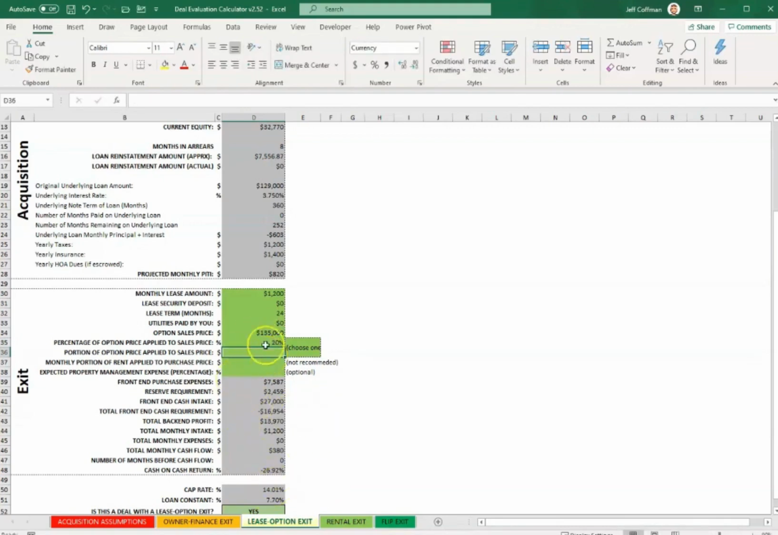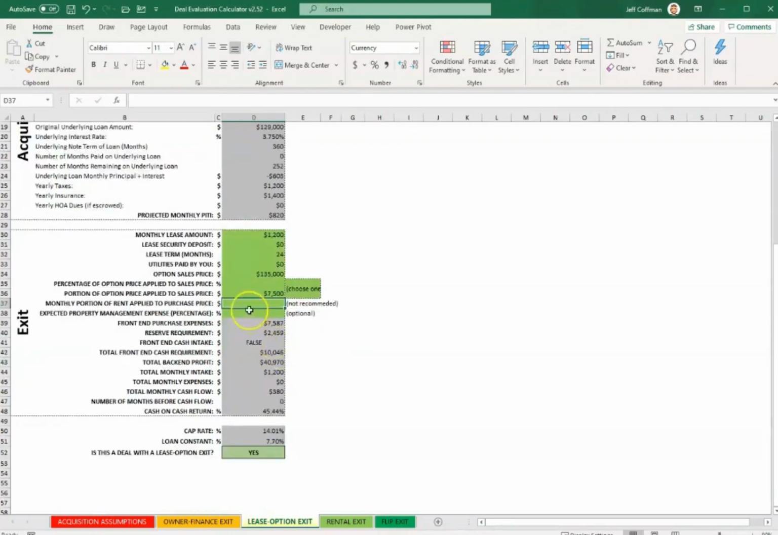If you would rather have a set amount, let's say you're looking for $7,500 up front, you'll use $7,500 as the amount that is deducted from this sales price. That's all this means. And then if you expect to have property management on this particular property, you're going to plug that percentage in here. Normally, it's about 10%, roughly. At least it is in my area.